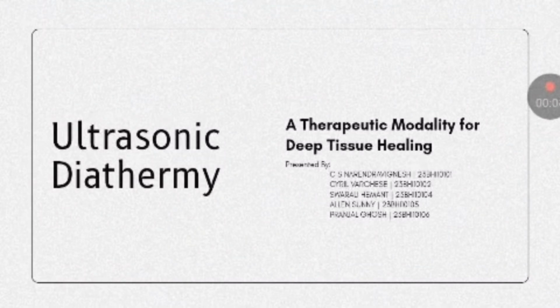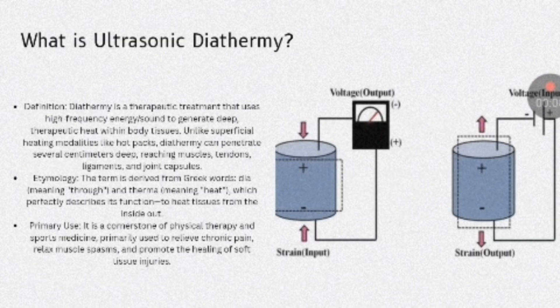Today we are presenting ultrasonic diathermy. So, what is ultrasonic diathermy? Diathermy is a therapeutic treatment that uses high frequency energy or sound to generate deep therapeutic heat within body tissues. Unlike superficial heating modalities like hot packs, diathermy can penetrate several centimeters deep, reaching muscles, tendons, ligaments, and joint capsules.